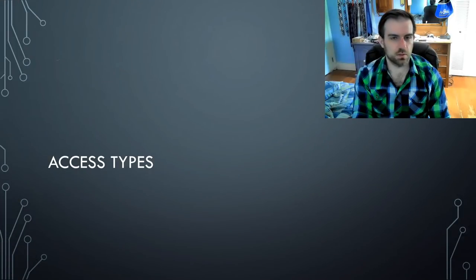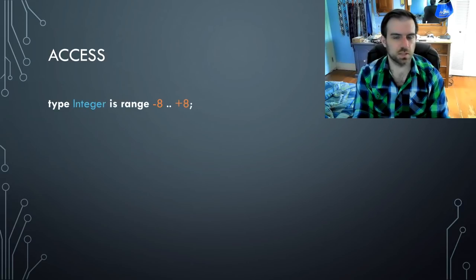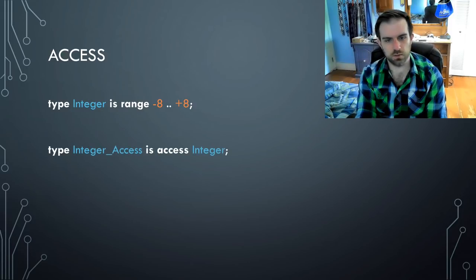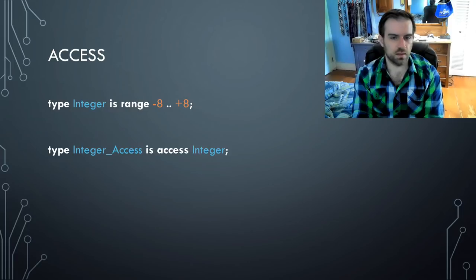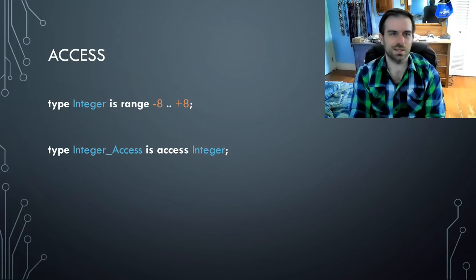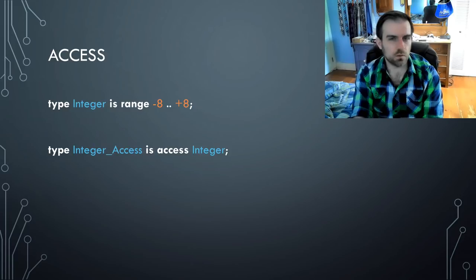So access types are sort of how Ada handles pointers. If we have a type that we want to access, we'll just give another example, integer. The access looks like this. Now you can have anything defined as an integer access, and it accesses the integer. What this means is a complicated subject.